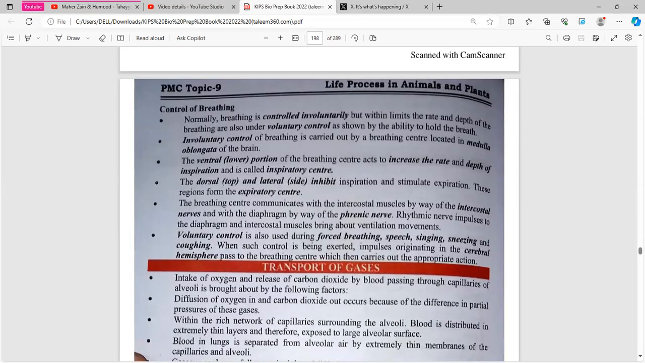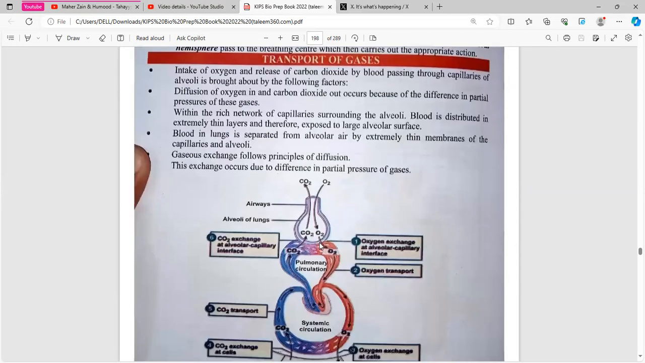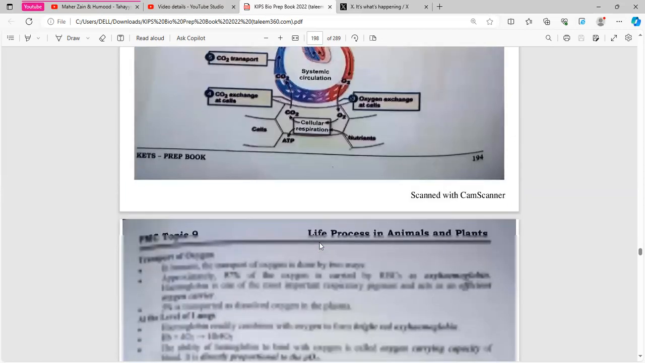Now, you just need to give this a reading, and the important thing listed over here is that the principal nerve supply of the diaphragm is the phrenic nerve, and the phrenic nerve is the nerve which, when irritated, is responsible for the involuntary hiccups which a person has. Now we talk about the transport of gases.